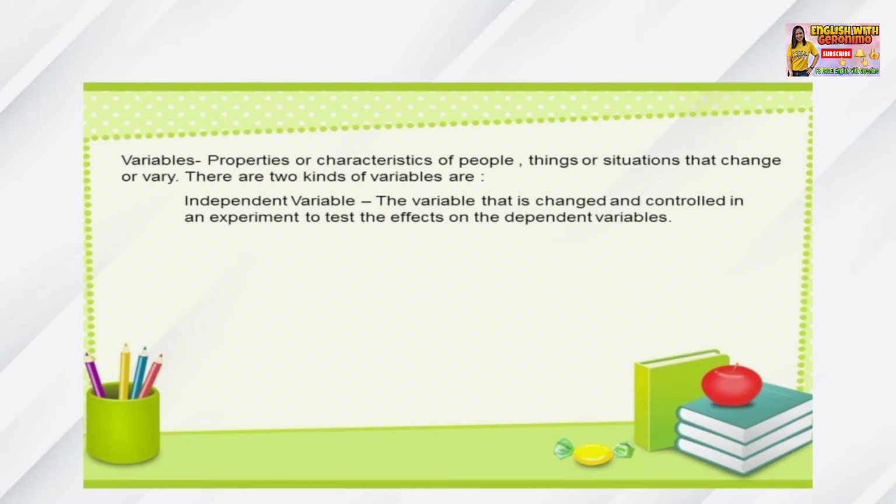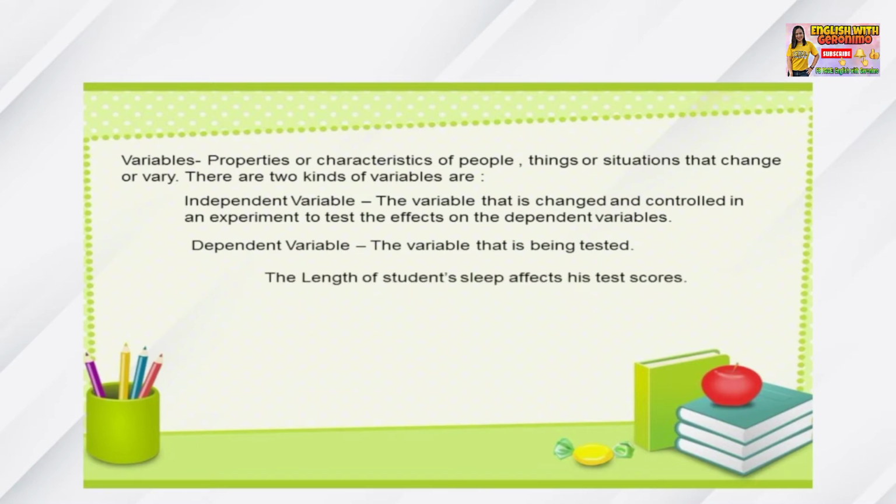Independent variable, the variable that is changed and controlled in an experiment to test the effects on the dependent variables. What is dependent variable? It is the variable that is being tested. To make this clear, let me give you this example. The topic is the length of student's sleep affects his test scores. Let us identify which is the independent variable and the dependent variable. The independent variable in the topic is the length of sleep, and the dependent variable is the test scores.